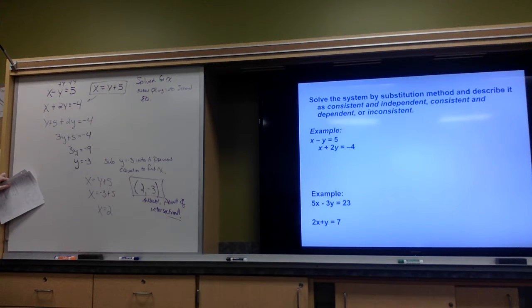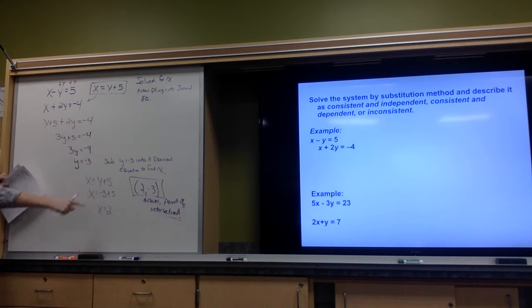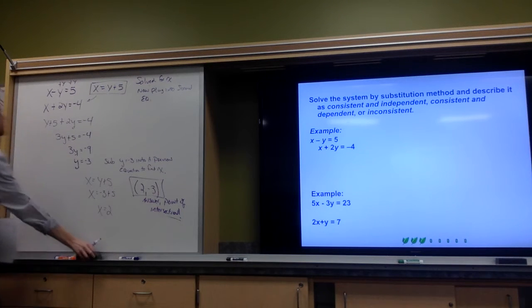Now, we could check our answers, just like the previous one. If I plug 2 into here, minus a negative 3, which is plus, it does give me 5. 2 plus, that's a negative 6, will give me negative 4? Yes. So that actually works for both. Not too bad. Let's do another one.